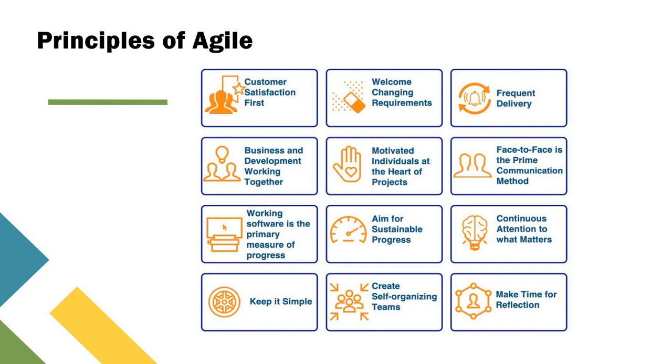Software as the measure of progress. Working software is the primary measure of progress. Aim for sustainable development: promote sustainable progress with the ability to maintain a constant pace throughout the development. Continuous attention to technical excellence and good design. Keeping it simple: simplicity is essential, and this is also a principle of Agile.